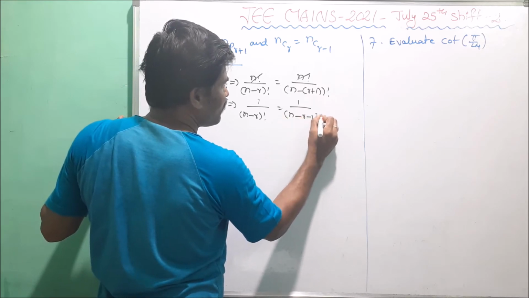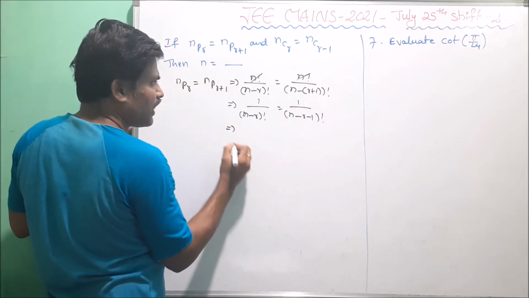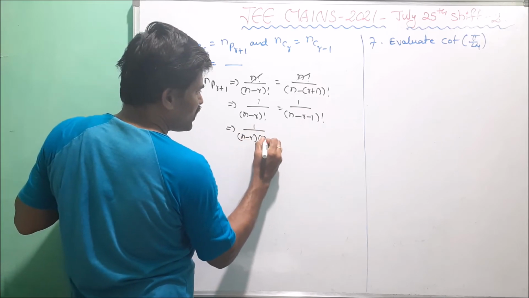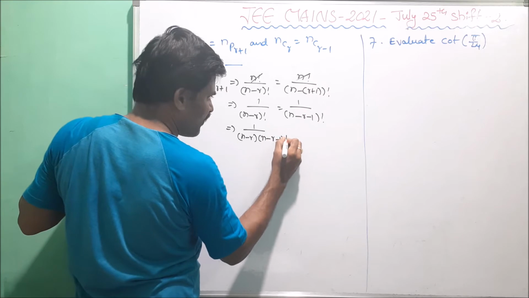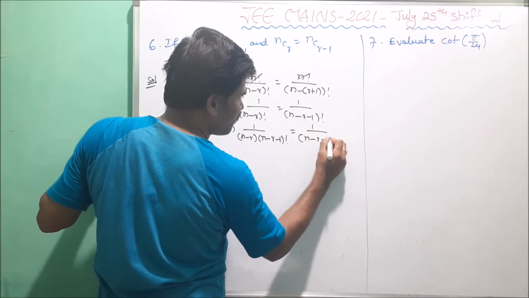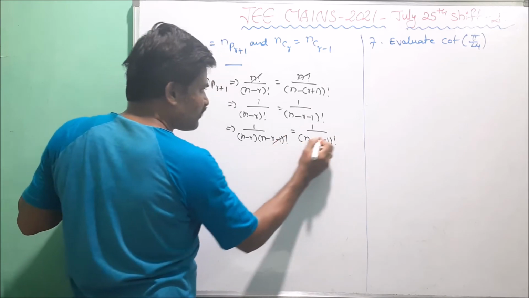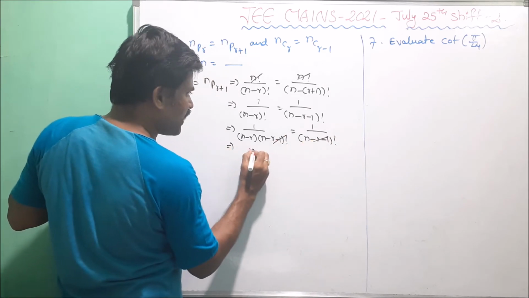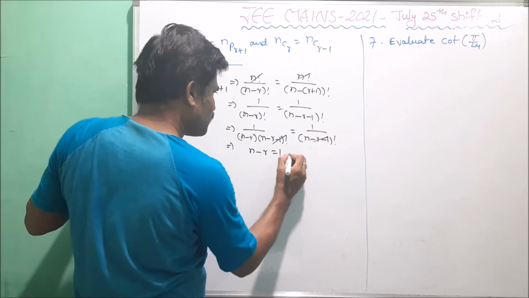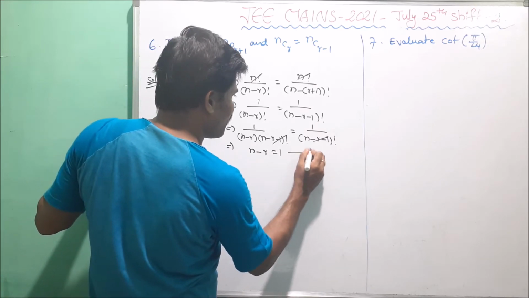1 factorial. Here we write 1 by n minus r into n minus r minus 1 factorial equals to 1 by n minus r minus 1 factorial. Here these two will be cancelled. Then we write n minus r equal to 1. So this is the equation 1.